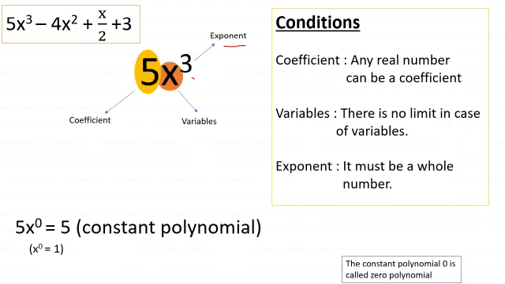Now let's also see one more thing. We have seen that the coefficient can be any number, can be -5, 2, 1 and 0 also. If this coefficient is 0, so what will happen? So 0 times x raised to the power 0 will be 0. This is also a constant polynomial, but it is known as the zero polynomial.